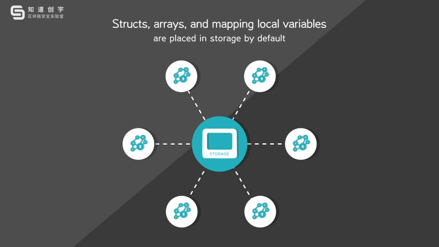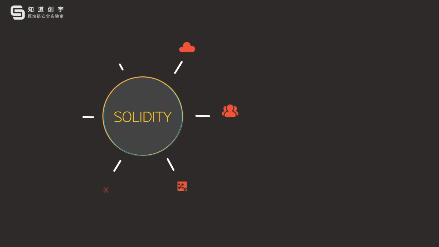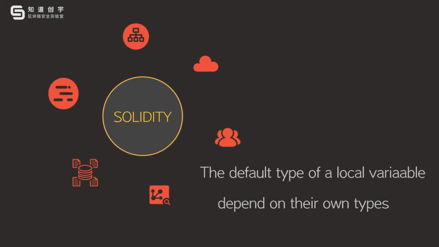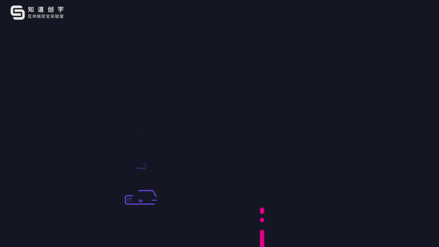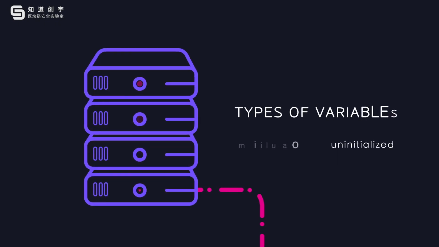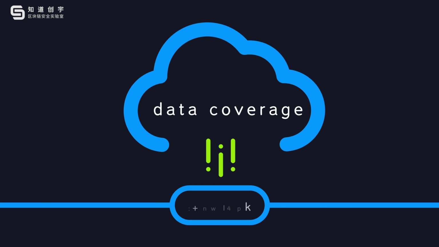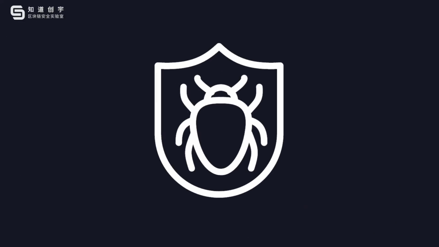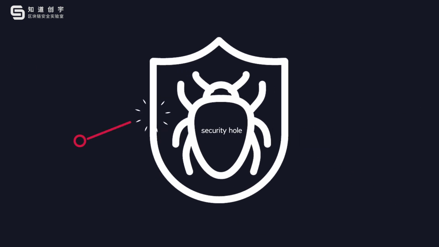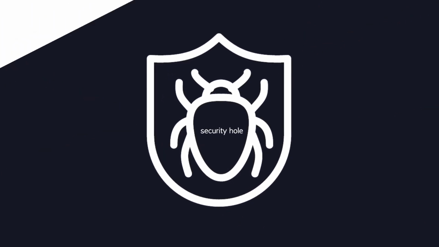Structs, arrays, and mapping local variables mentioned in the official manual are placed in storage by default. The default types of local variables in the Solidity language depend on their own types. Therefore, if the above storage variables are set inside the function but not initialized, they are equivalent to storing a pointer to other variables in the contract. When we change it, we overwrite other variable data to which it points, creating a security hole.